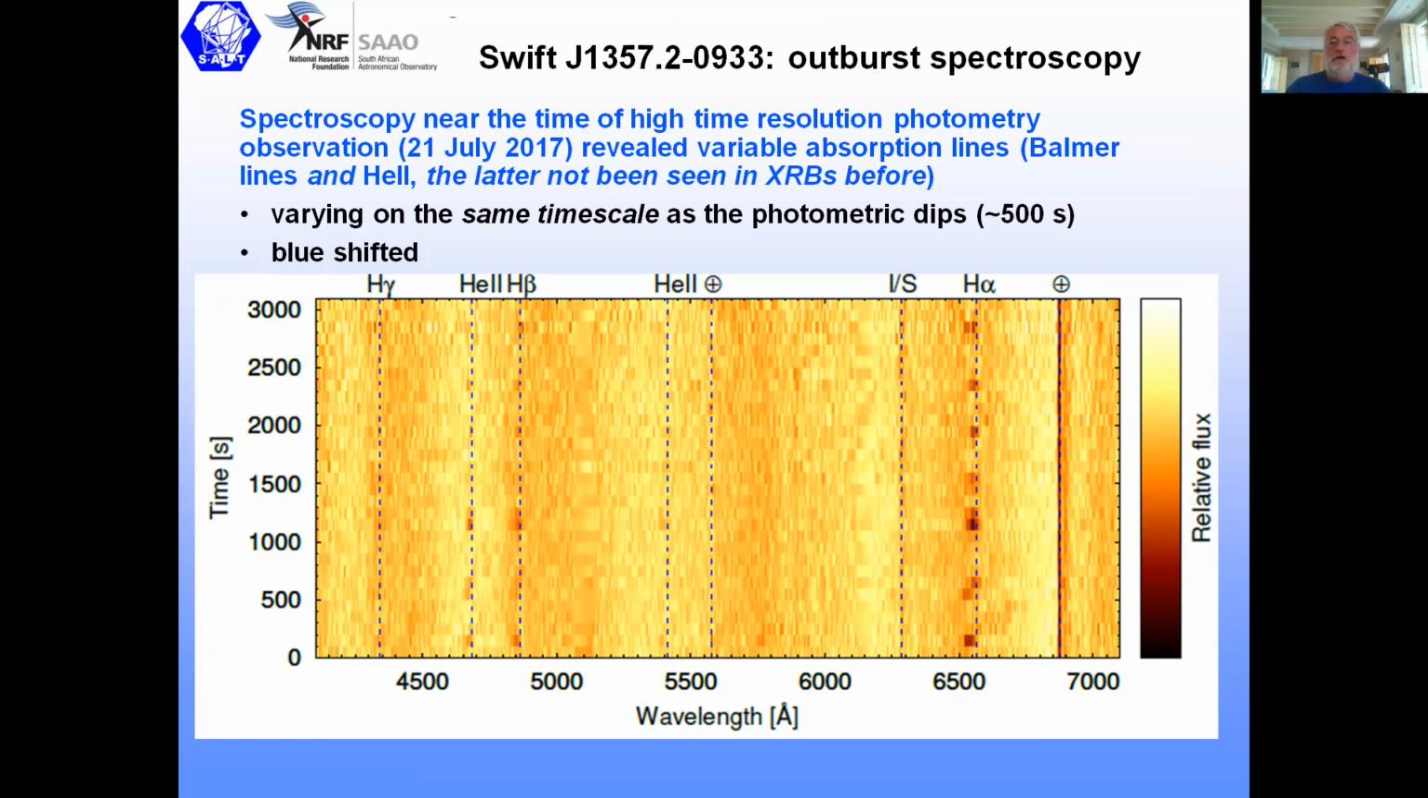Interestingly, we also undertook outburst spectroscopy, which overlapped one of those dates of the photometry. And what we discovered was periodic absorption in the spectra on the same time scale as the photometric dips. And so you can see in this trailed spectrum, where the data were taken about every 100 seconds, you see these dips, particularly in H-alpha, but also prevalent in the other Balmer lines, and interestingly in helium-2. And what you can also see is that they're somewhat blue shifted from the rest velocity.